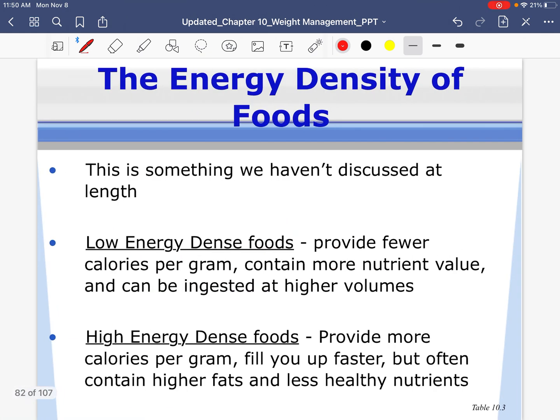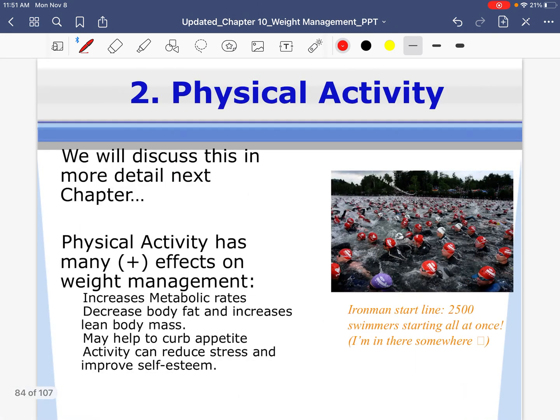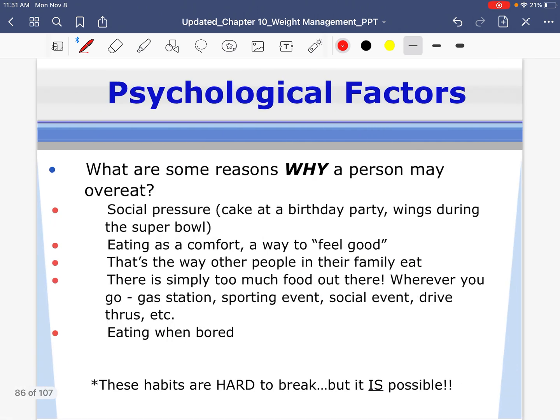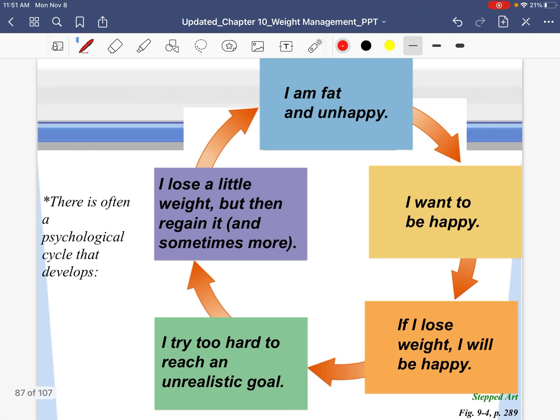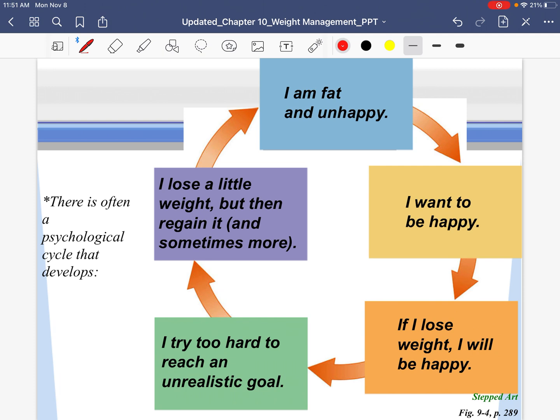All right, some things to remember for a healthy diet. All I'm asking you to know are the things that are in bold here. Eat foods of lower energy density. That would be good. We talked about that already. Here's some examples. Increase your physical activity. This is the start line. I can't believe it's been so long. This is a 2010 Ironman. I'm in there somewhere. Increase your physical activity. And then look at your behavior modification. This is the hardest, most difficult, of course, because this is what's really going to help you continue it over the long term. And of course, you have to address the psychological factors.